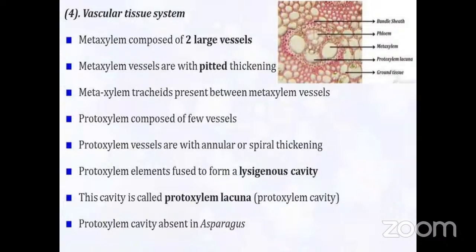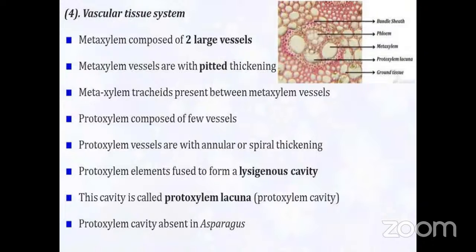Then coming again to the vascular tissue system, metaxylem is composed of two large xylem vessels. Xylem is actually a complex tissue because it is a combination of several tissues. Due to the deposition of lignin, it prevents water loss. Lignin is deposited in xylem and prevents leakage of water. Once water enters the xylem vessels, it cannot leak out.